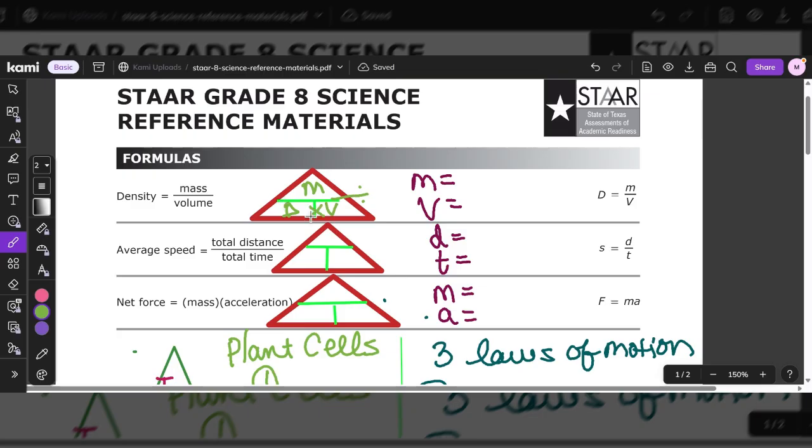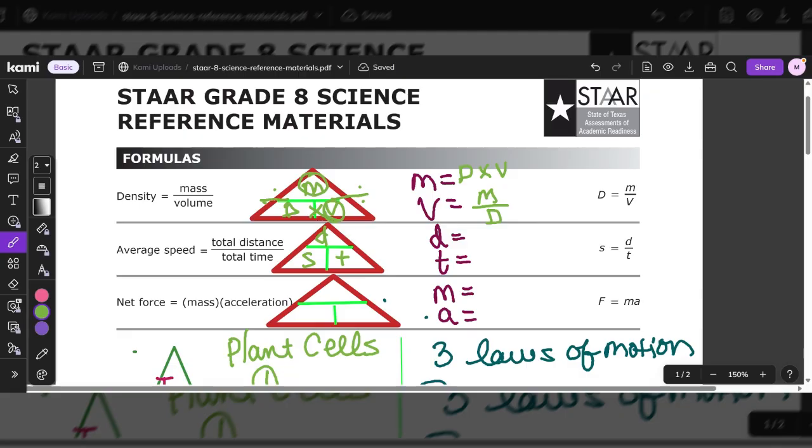So for solving for m, we're going to multiply the density times volume. If we're looking for volume, then that means that mass is going to divide over density. Next one, speed equals distance over time. Distance is over time.